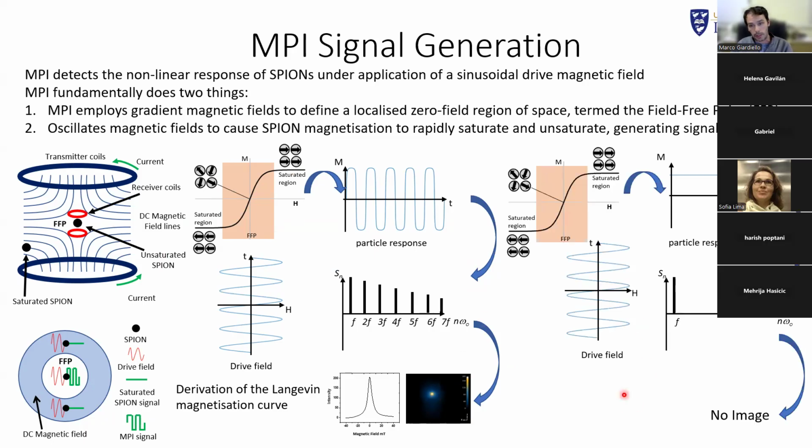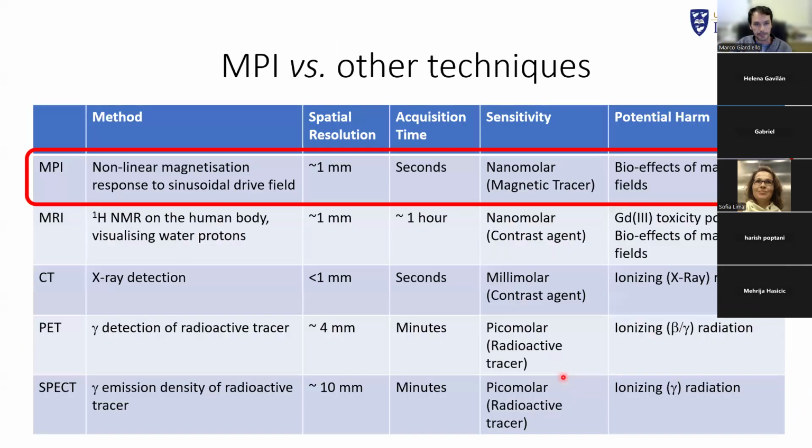If you were to apply your field outside the field-free point, the SPIONs in the saturated region would not be able to respond. You generate no harmonics, and you would have no image. So fundamentally, you have a space where you have zero magnetization, so you define your imaging point, and then you apply an oscillating field across that point to generate an image only in that space. So that's in simple terms how MPI actually works.